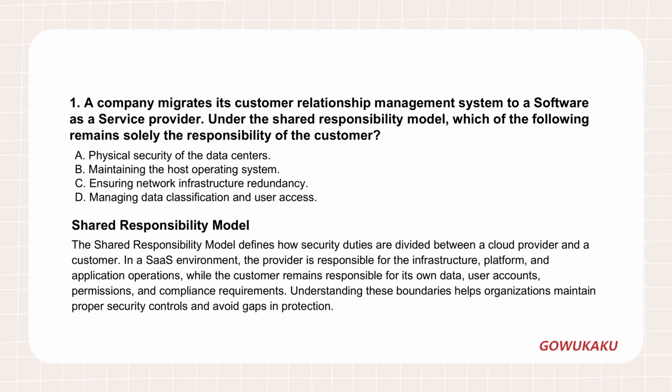Question 1. A company migrates its customer relationship management system to a software as a service provider. Under the shared responsibility model, which of the following remains solely the responsibility of the customer? The correct answer is D. So in the SaaS model, the cloud provider manages the physical infrastructure, but the customer remains responsible for protecting their own data and identities. Yeah, this means classifying data based on sensitivity and controlling user access is strictly the customer's job.